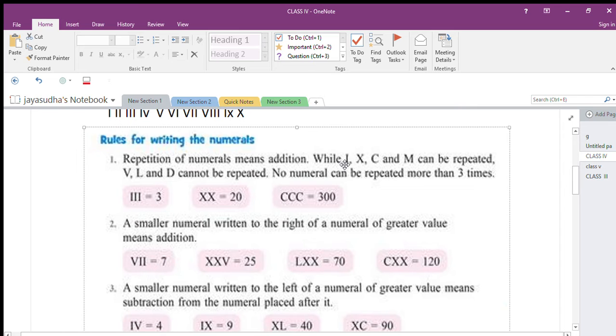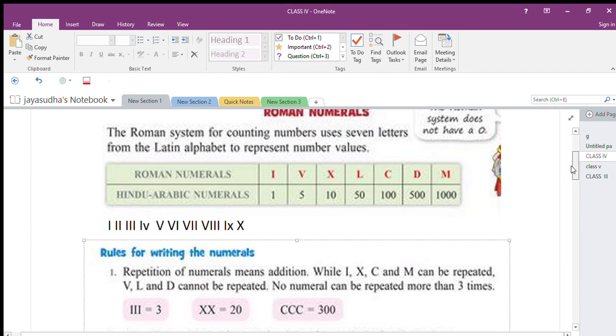Which symbols? Roman number 1, Roman number 10, C for 100, and M for 1000 can be repeated. Look at the table. These Roman numbers can be repeated. V for 5, L for 50, and D for 500 cannot be repeated.